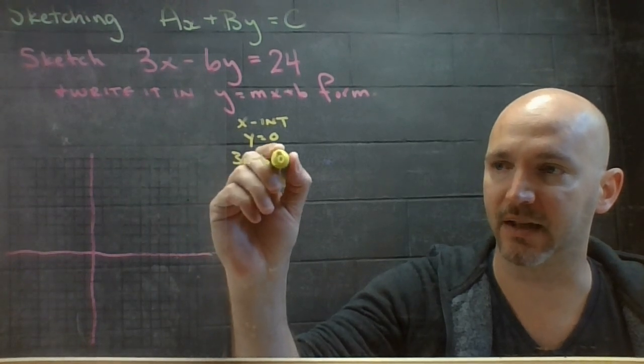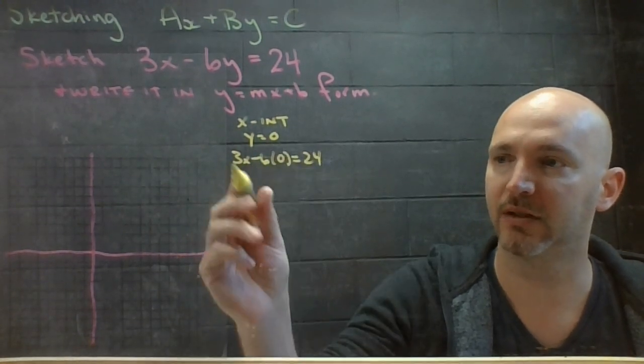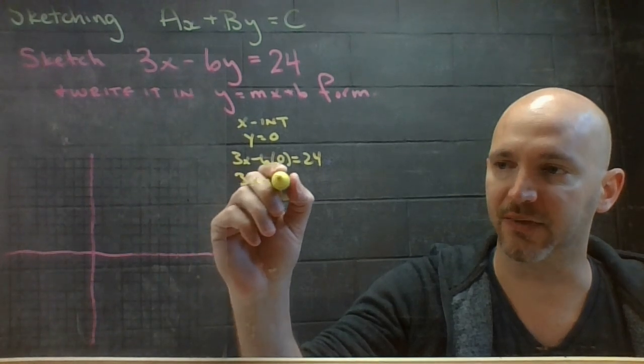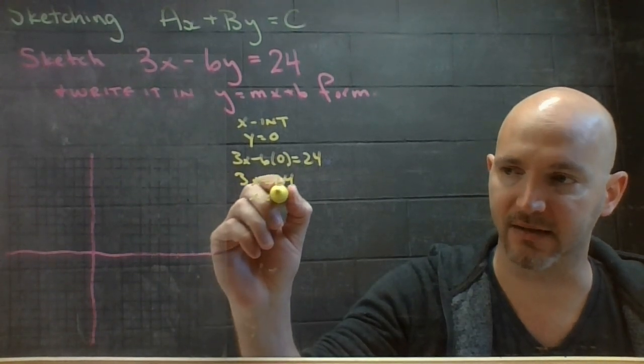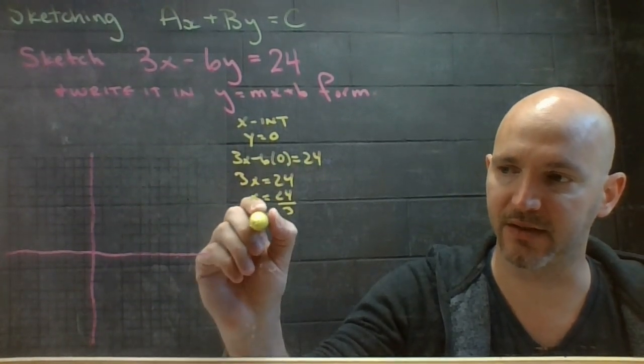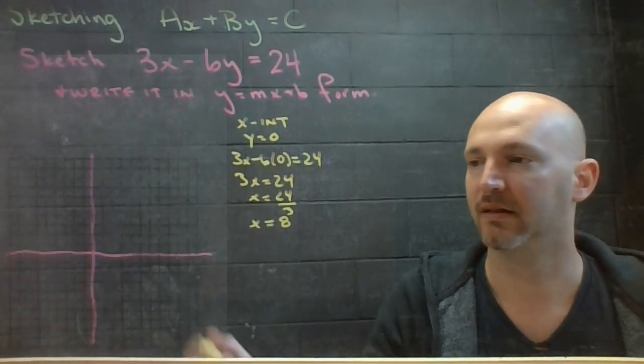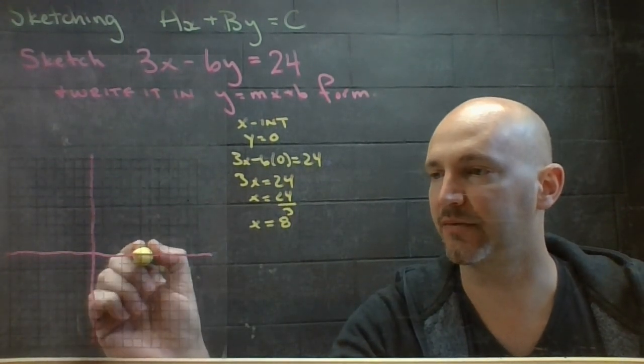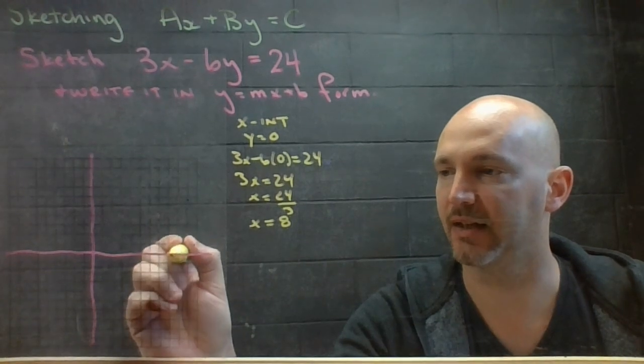3x minus 6 times 0 equals 24. That means 3x equals 24. That means x is 24 divided by 3, so x is 8. So 1, 2, 3, 4, 5, 6, 7, 8. That's right here.